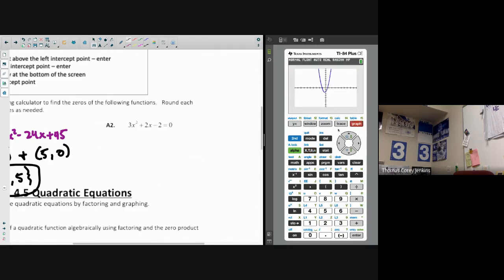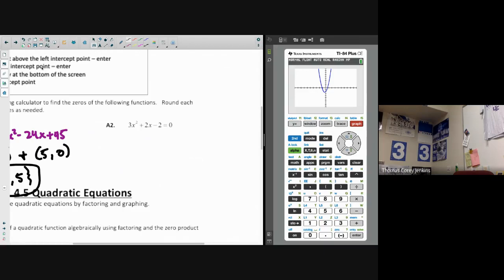All right, now you can tell here that it doesn't go through (-1, 0). It doesn't go through (1, 0). So now your guess is as good as mine as to where it crosses, right? But you don't want to just eye it. You want to use the zero function on your calculator, which is outlined on these notes, okay? But I'll go ahead and take you through it. And remember, you can always rewind on this stuff too, okay?